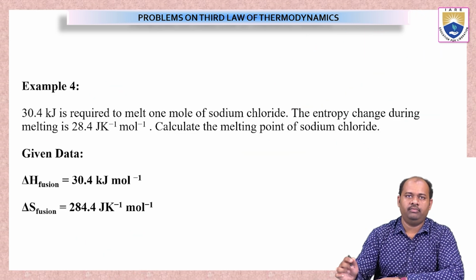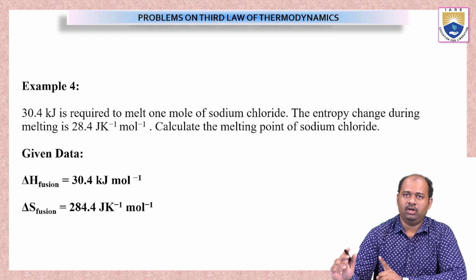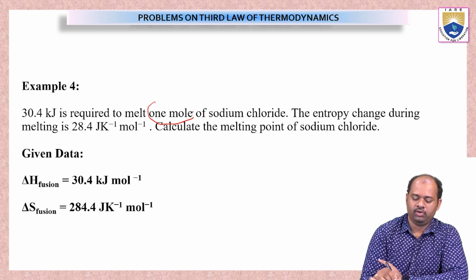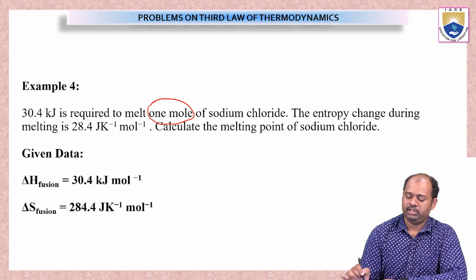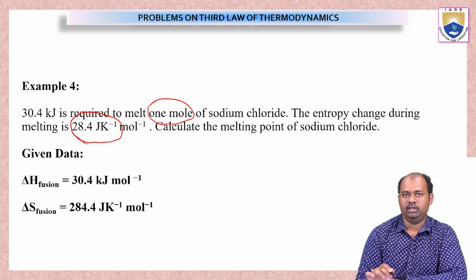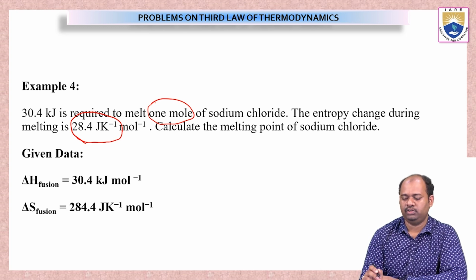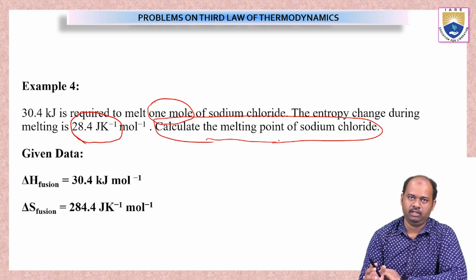Now we'll see another example where the question goes like this. 30.4 kilojoules is required to melt 1 mole of sodium chloride. Here 1 mole is given, and the substance is sodium chloride. The entropy change during the melting is 28.4 joules per Kelvin per mole. This is the entropy change during the melting process. Now we have to calculate the melting point of the sodium chloride.